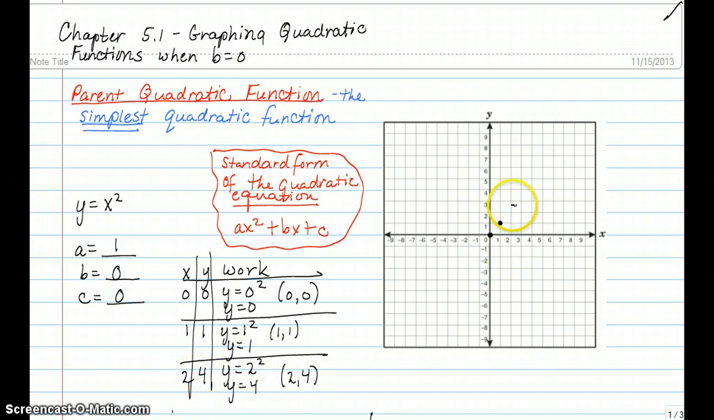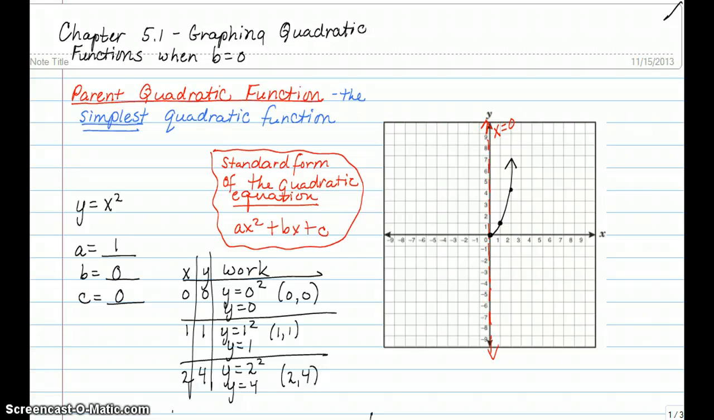Plot it. 2, 4. We're going to go ahead and draw the right side of our parabola. We're going to put in the axis of symmetry. The axis of symmetry is an imaginary line that separates the parabola into two equal or congruent parts. It is a vertical line. It crosses the x-axis, so it's called x equals, this is its equation. The point where it crosses is 0, so x equals 0 is this equation.